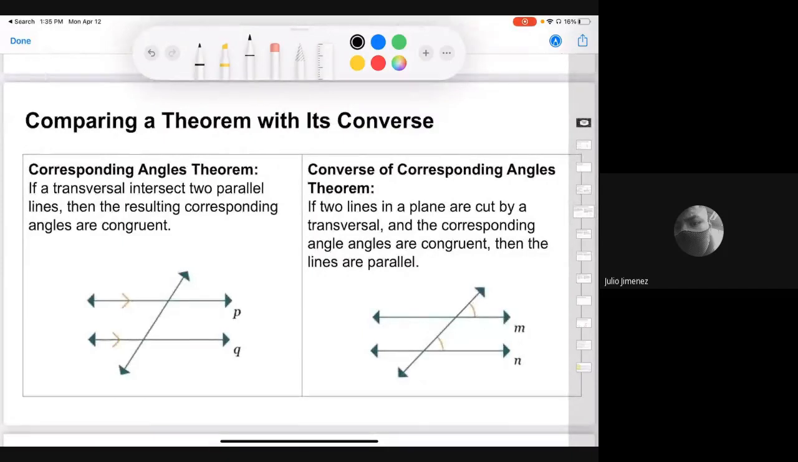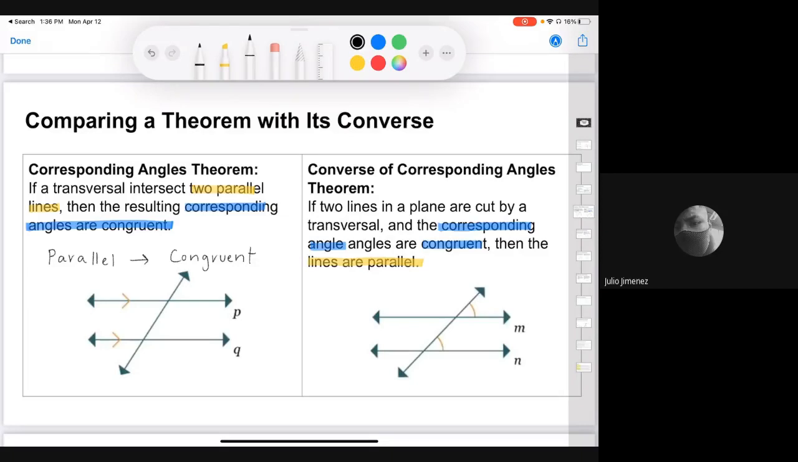The corresponding angles theorem states: if a transversal intersects two parallel lines, then the resulting corresponding angles are congruent. So if parallel, then those corresponding angles are going to be congruent. The converse of that says if congruent, then parallel. So if we do in fact have two lines cut by a transversal and the corresponding angles made out of those two lines are congruent, then what we'll know is that our lines are parallel.